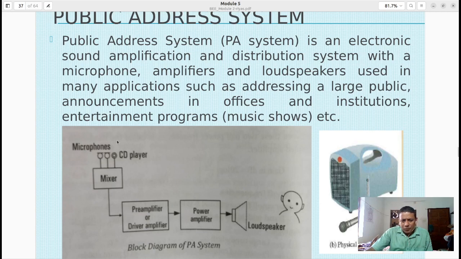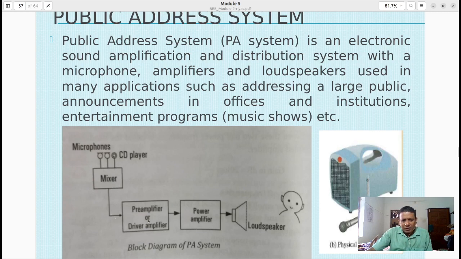Again, many sources of sound may be there. Sometimes a karaoke, or sometimes musical instruments like violin, sometimes tabla. The signal from a singer normally comes from a microphone. All these things have to be synchronized and mixed. For that purpose, we are using a mixer here. The mixer is adding all these signals together. So that is a mixer.